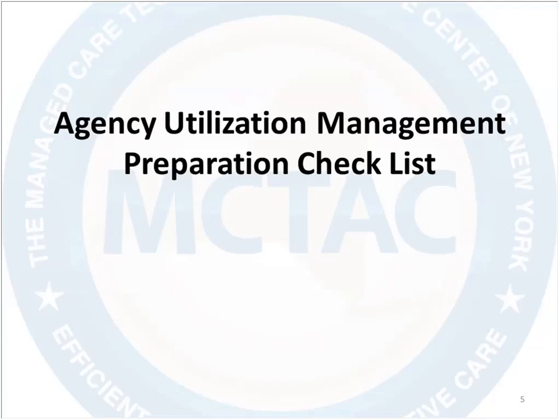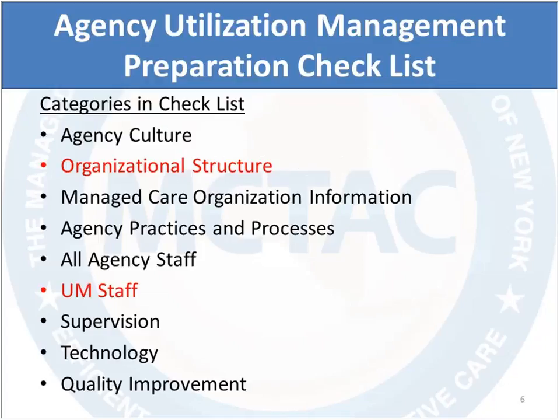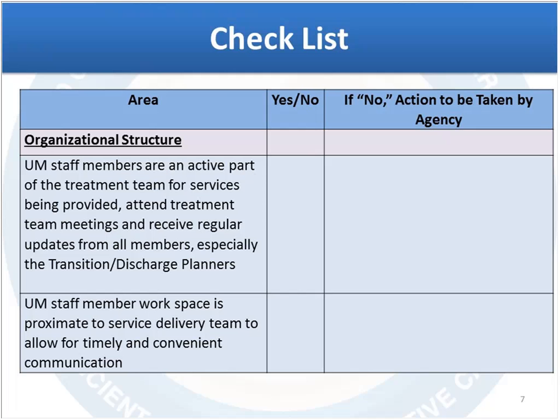So let's jump into the preparation checklist that I know John Lee went through last week. Again, this will focus on the organizational structure and the utilization management staff. This is not the entire checklist; this is a subset. The questions that agencies and organizations need to ask are: utilization management staff members should be an active part of the treatment team. As they communicate with managed care companies, they need to understand the treatment, what has been proposed, and why it has been proposed.